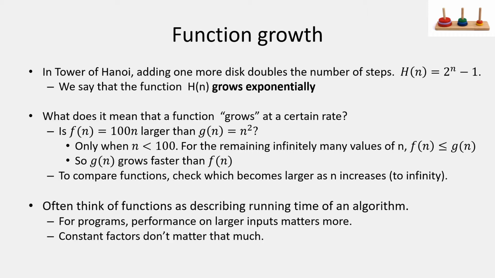So there are only relatively few places, 100 places, where f of n is larger, and for the rest, infinitely many places, g of n is larger. So intuitively, g of n is kind of bigger than f of n, in the sense that it grows faster than f of n.